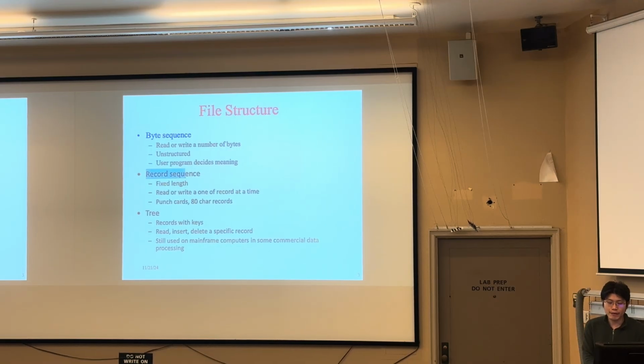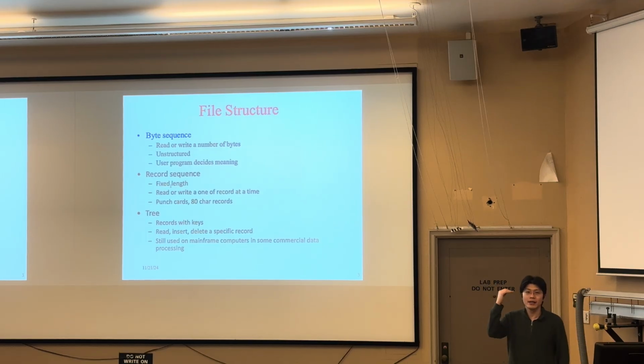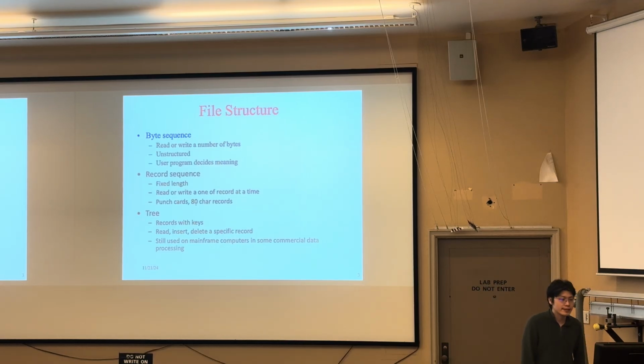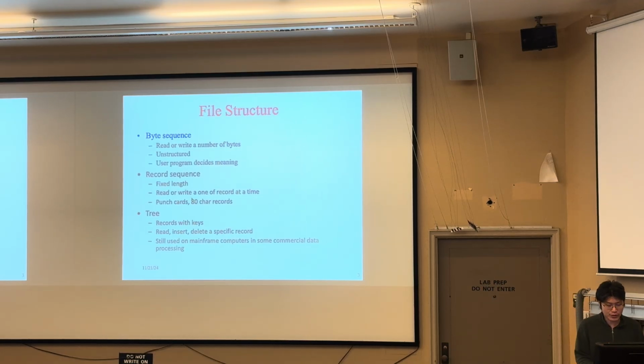So another type of file structure is a record sequence. You have more structure in this organization, which means that you have a sequence of records, and you know what the data members are inside these records. You have more semantic meaning embedded in this structure. It's fixed length, and you can read or write one record at a time. Every record has a few data members that you already know. Okay, this is another way of file structure.